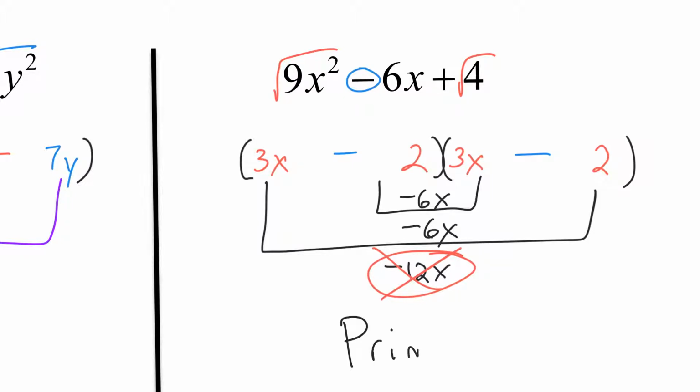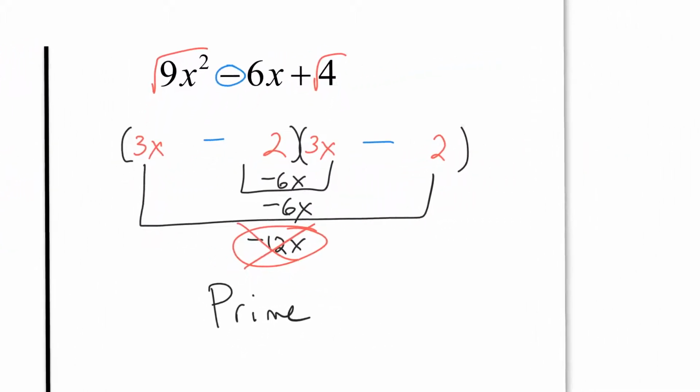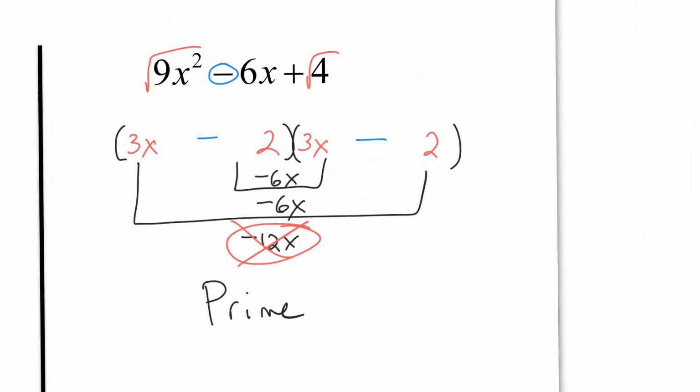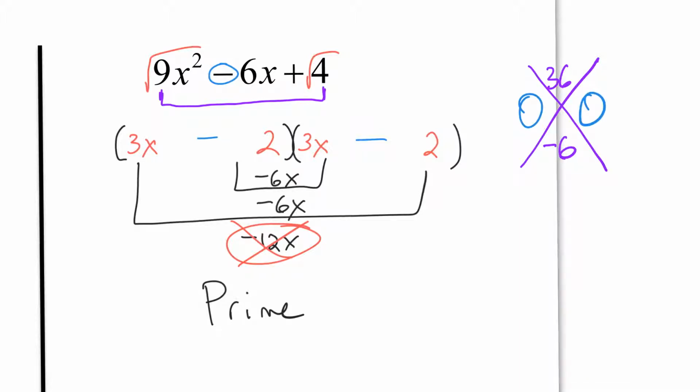Now you can also check and try the other method I showed you. And I'm just going to do it here on the side so you can see. If you try to do the X method, remember that we do a big X here. You multiply a, which is the first term, and c, which is the last term. 9 times 4, that's going to be 36. And the middle term is negative 6. Now you need to find two factors that multiply to positive 36 and add up to negative 6.